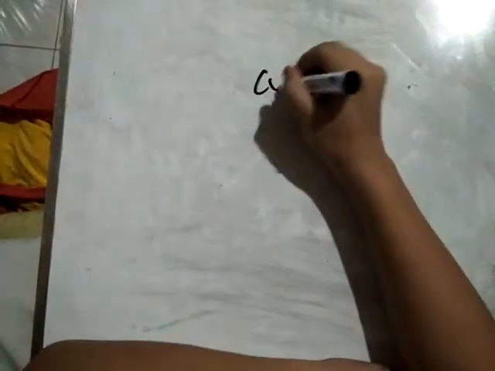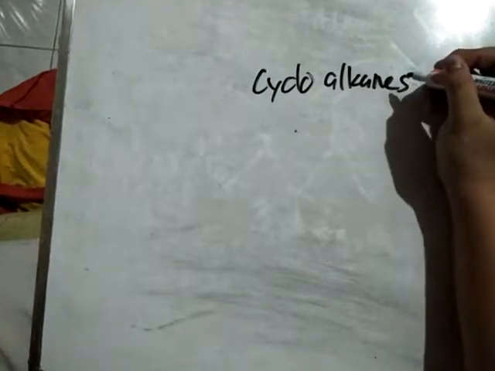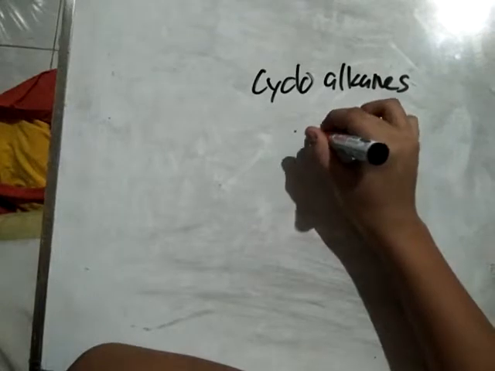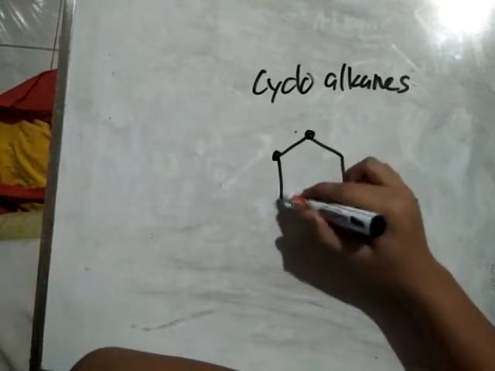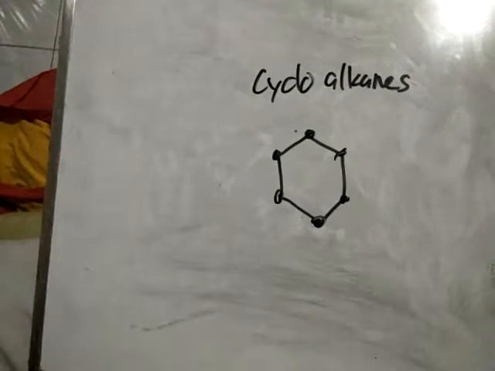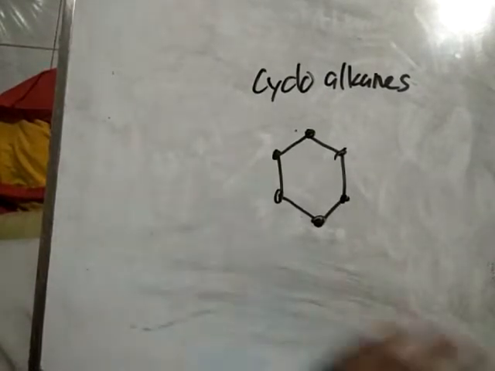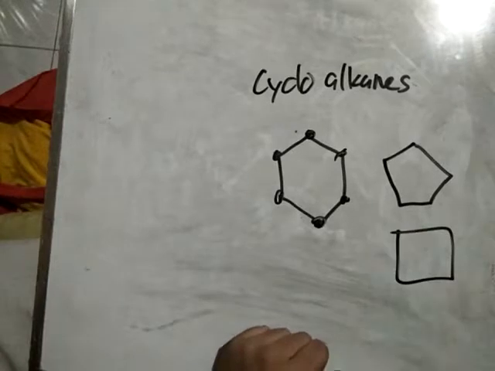Now, let's go. Alkanes can also form ring structures. These are called cycloalkanes. Usually, they're only drawn by simple shapes, like this one. This is cyclohexane because 1, 2, 3, 4, 5, 6. That's a cyclohexane. So, try to name some of them. Pentagon indicates a cyclopentane. Square indicates a cyclobutane, so on and so forth.